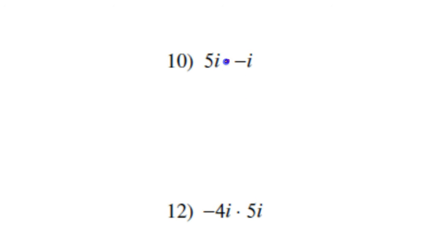Okay, see this dot is the dot of multiplication. So 5 times negative i, this is like a negative 1. 5 times negative 1 is negative 5. i times i is i squared, but don't leave it like that. All right, remember that the i squared is a negative 1. So 5 times negative 1 is going to be positive 5.